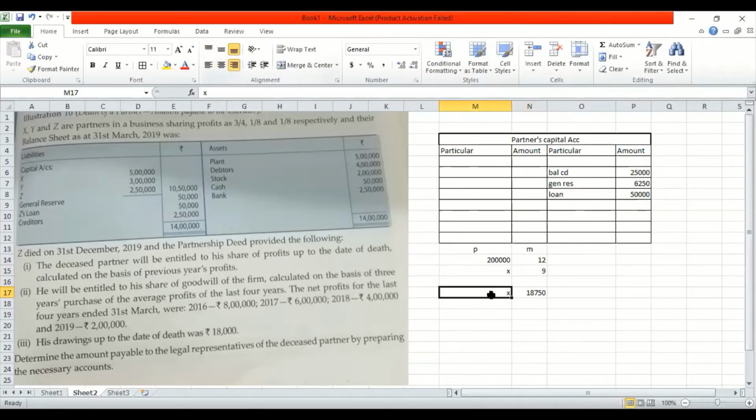But are you going to give this whole figure? No, you're supposed to give 18,750 multiplied by 1/8. Is that clear? And what is the term you're going to use? P&L suspense. So I'm going to write P&L suspense.